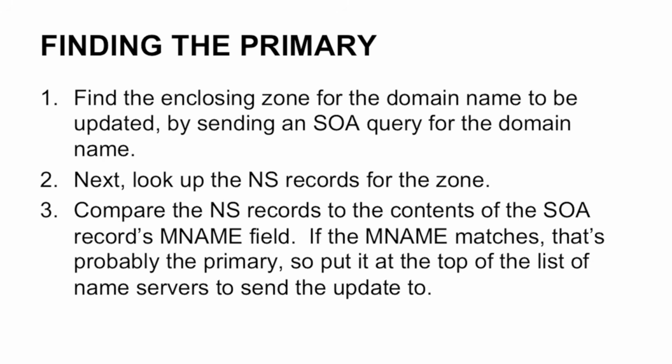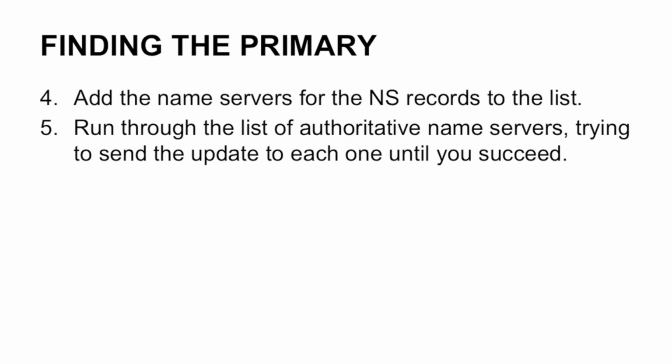Next, look up the NS records for the zone. Compare the NS records to the contents of the SOA record's mname field. If the mname matches one of the name servers in the NS records, that's probably the primary. So put it at the top of the list of name servers to send the updates to. Add the name servers for the rest of the NS records to that list. Then run through the list of authoritative name servers, trying to send the update to each one until you succeed.